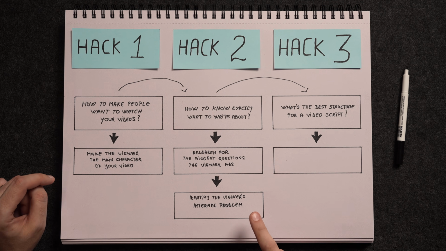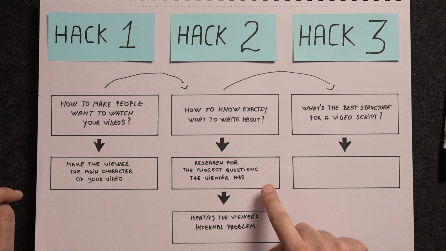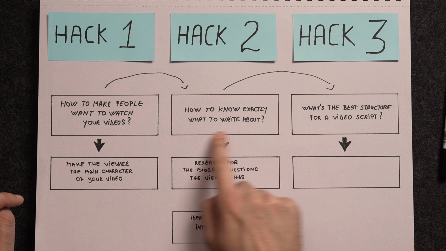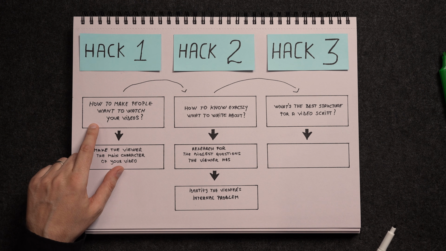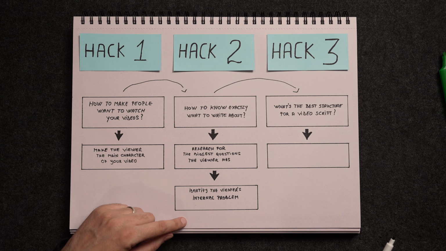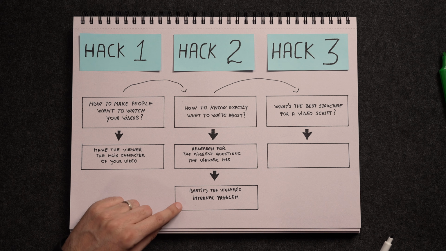Donald Miller discusses internal problems in his book Building a Story Brand if you want to dig deeper into this. Take the big internal problem, combine it with the external problems extracted from the questions people have, and you know exactly what to write about. But it's still not enough. You know how to make the viewer want to watch your videos and why they want a specific transformation.